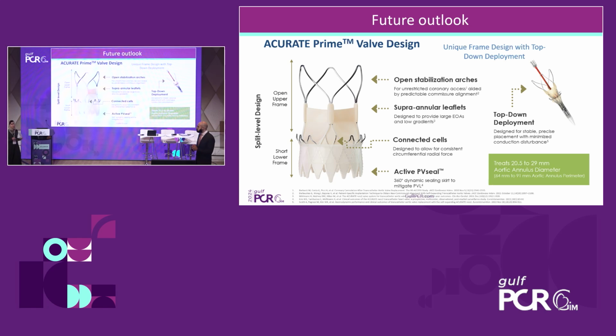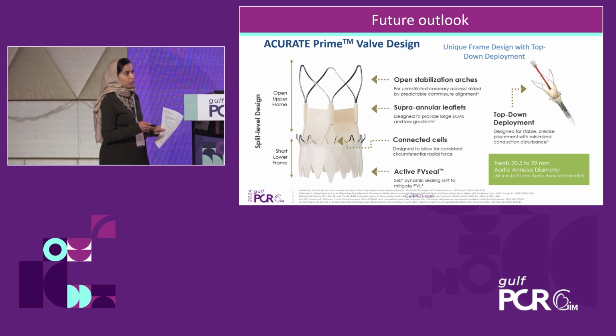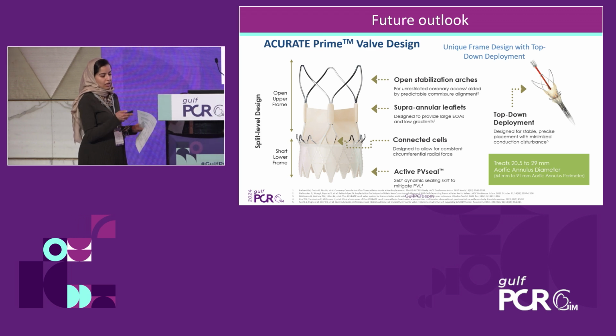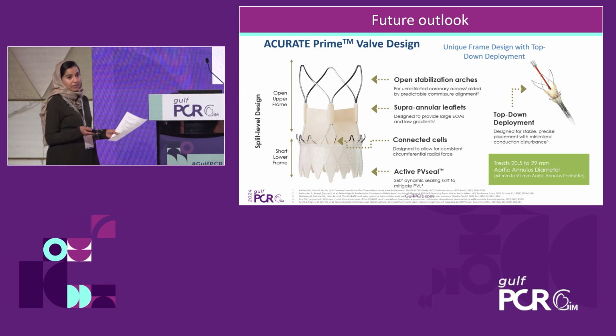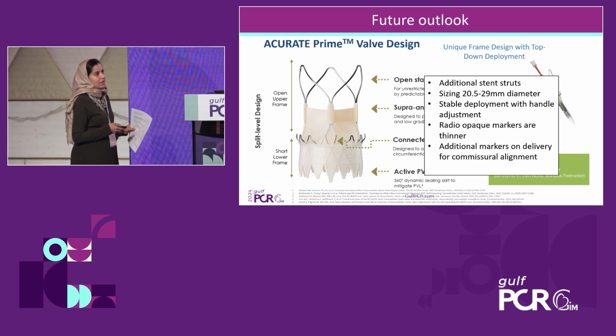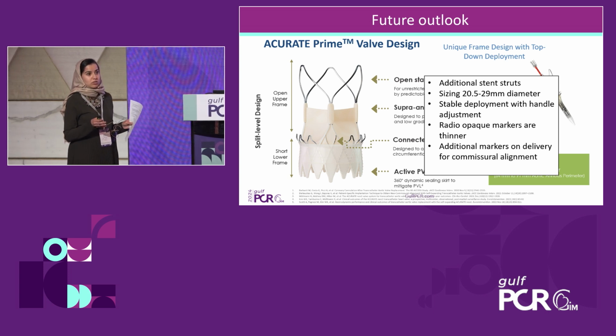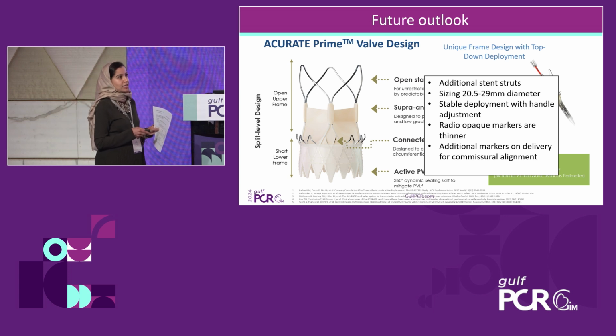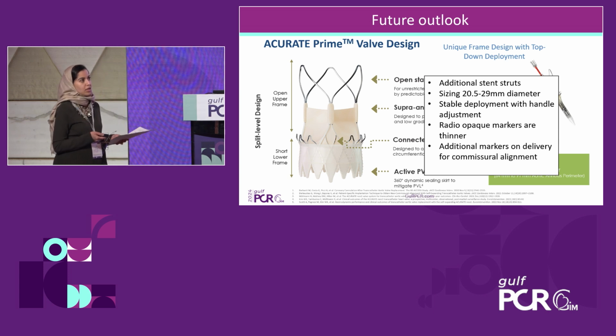Just because we're getting to the end of the hour, we're going to briefly talk about the newer platform that's going to come from ACURATE. It's going to be ACURATE Prime. It's not necessarily designed to address the issues discussed because it was worked on before, but it has some features that might tackle this issue, maybe not, so we will know later. Basically it will have additional stent struts, so it'll improve and distribute the radial force more. In terms of sizing, up to 29 millimeter diameter.